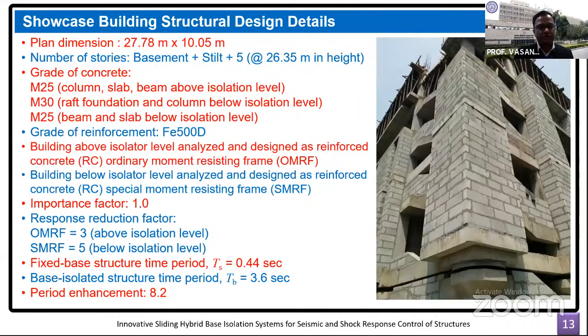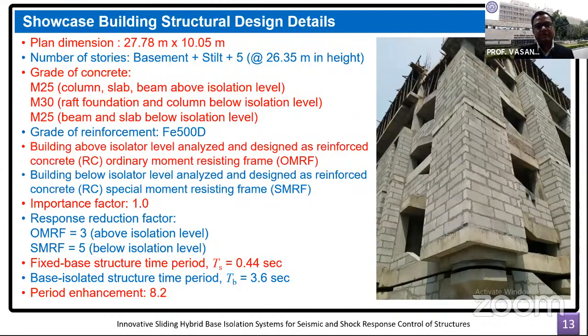This is a commercial building for use for commercial purposes, for the offices and other such purposes. So the importance factor had been 1. So obviously, if it would have been a hospital building, we would have taken a higher importance factor. So the response reduction factor, which is typically a debatable matter in case of especially the superstructure of base isolated structure, in this particular project, we decided to take as 3 above the isolation level and 5 below the isolation level.